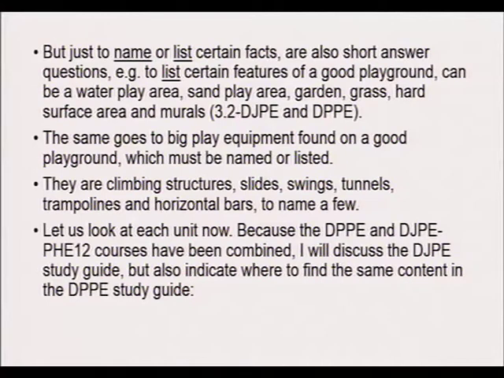For example, to list certain features of a good playground can be a water play area, sand play area, a garden, a grass cover, hard surface area, and murals. And that you will find in 3.2 of both study guides. The same goes to big play equipment found on a good playground, if you have to list or name them. They are climbing structures, slides, swings, tunnels, trampolines, and horizontal bars, to name just a few.